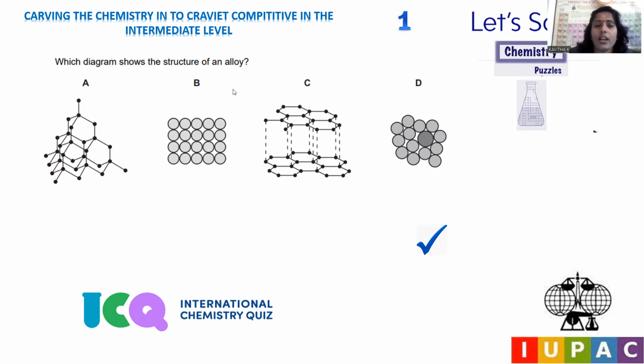Then, alloy. What does alloy mean? A mixture of metals is called an alloy. Here, if you see, one of the atoms has one kind of geometry, and this is the atom with another kind of geometry, so we can say it is a mixture of metals. A mixture of metals is called an alloy. So option number D will be the correct explanation for question number 1.